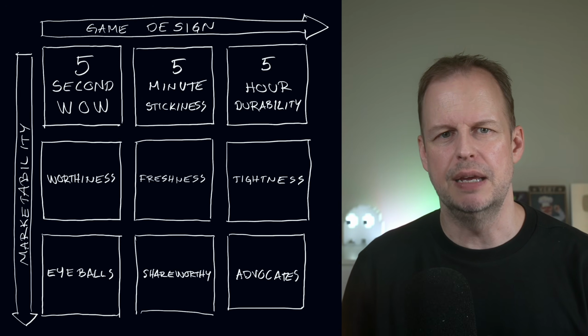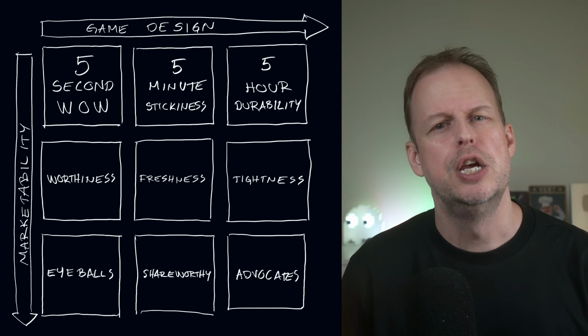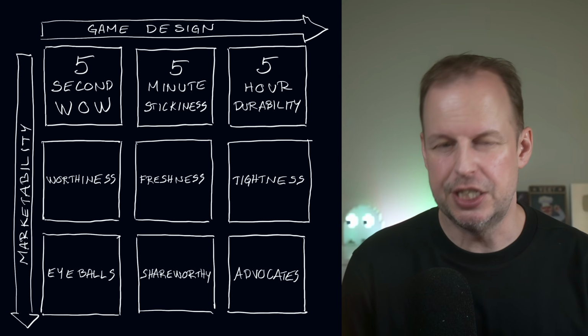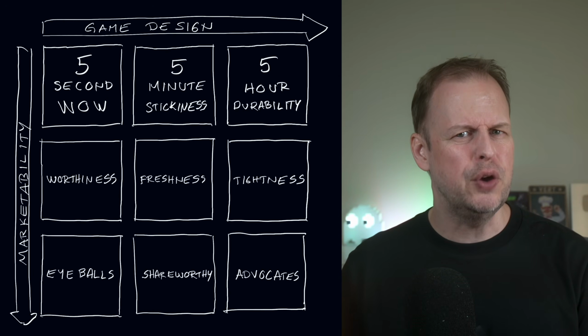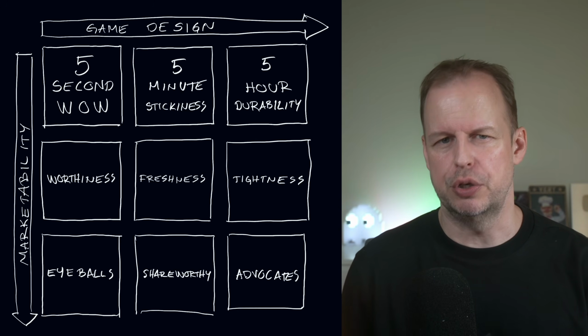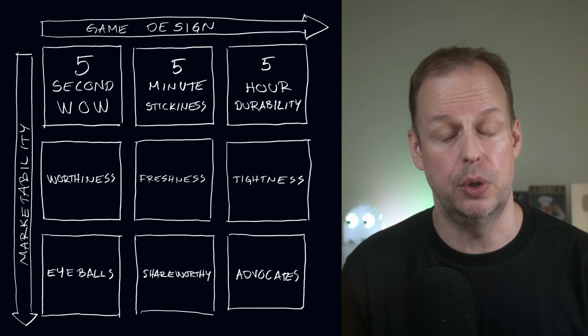If you're working on a game, here's your homework right now. Pause right here and look at the success matrix. Score your game from 1 to 5 in each cell and be honest with yourself. What is your weakest cell right now? If you add up all your scores, what's your total? Feel free to share your findings in the comments and begin to fix your weakest cell.